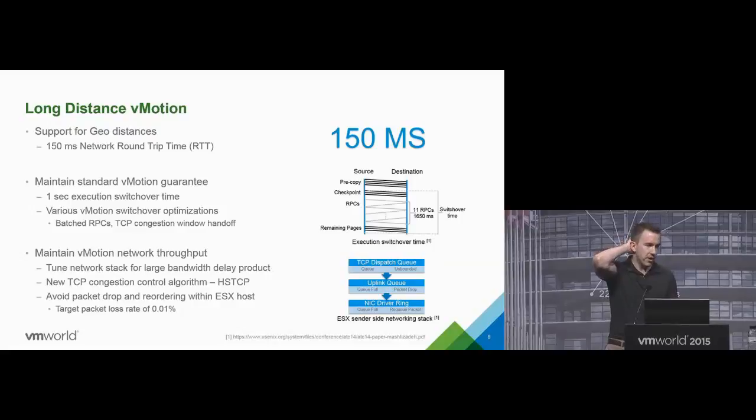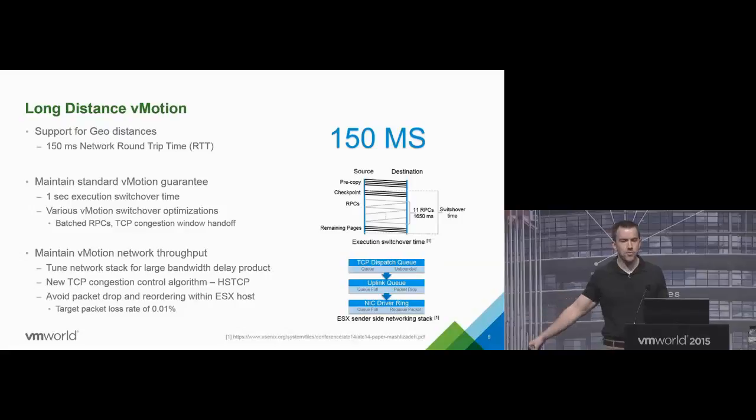So the work here is primarily about switching from the vanilla New Reno congestion control to something like HSTCP, or high-speed TCP, where you can tolerate some packet loss without switching to slow start or congestion avoidance. Okay, so that's a lot of random things about long-distance vMotion and a lot of the different genres of things we had to deal with to make long-distance vMotion work and maintain high performance.